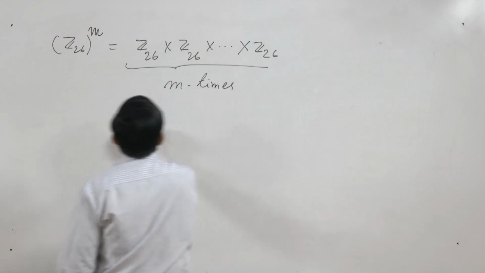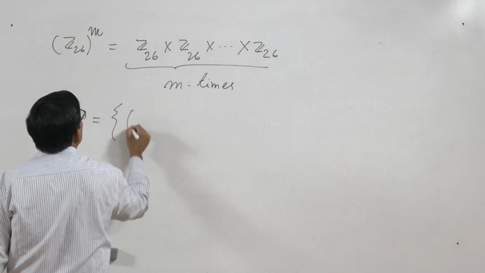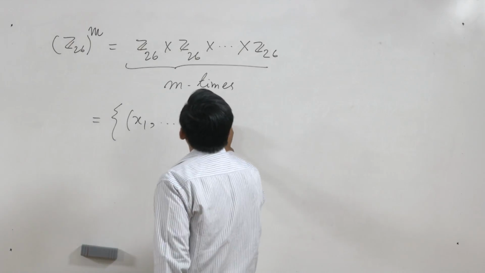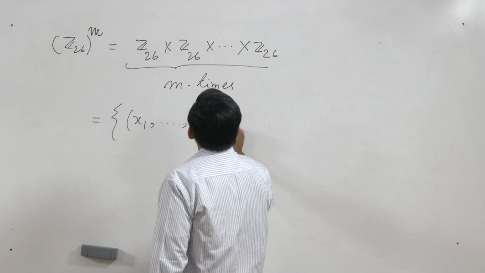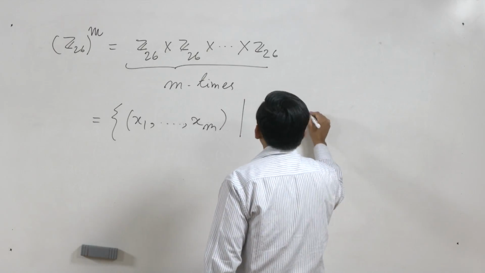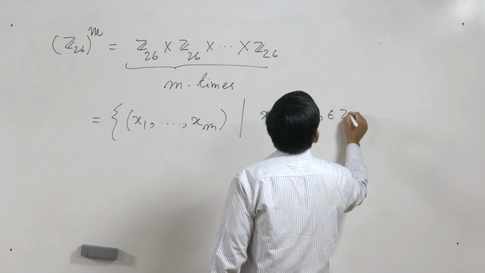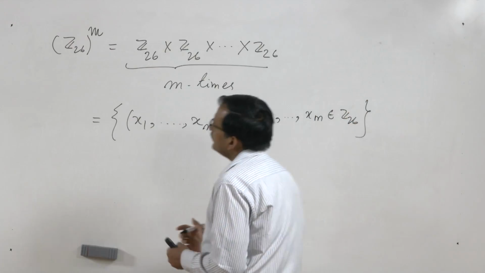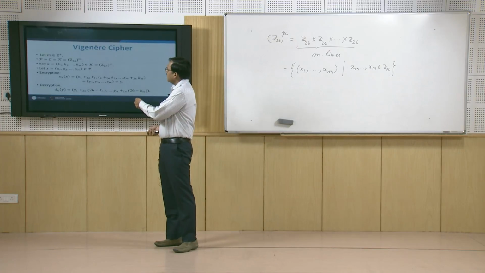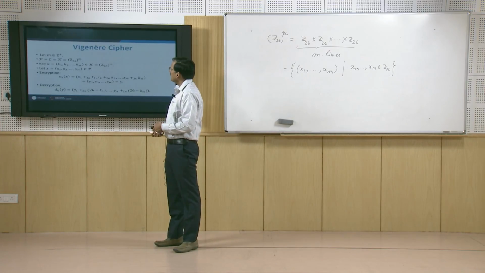In set notation, it is going to be something like this: x1, and so on up to xm, where x1, and so on up to xm are all elements of Z26. So, our P, C, K are all of this form.